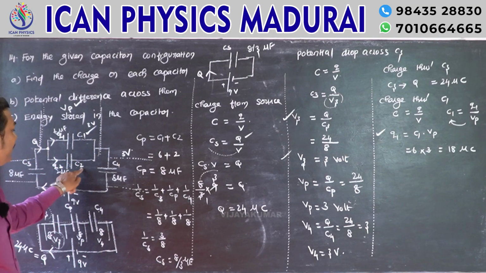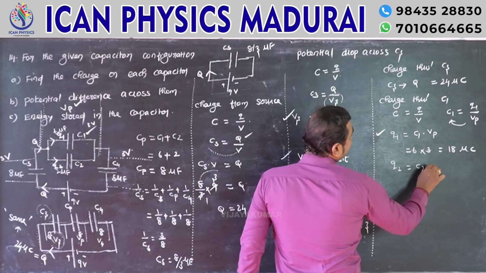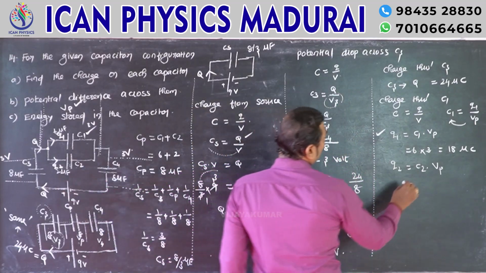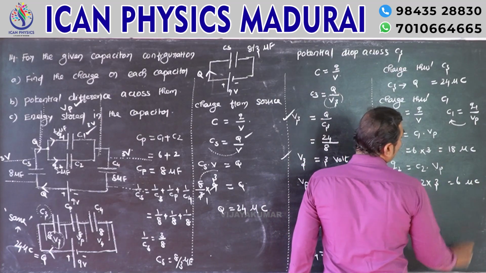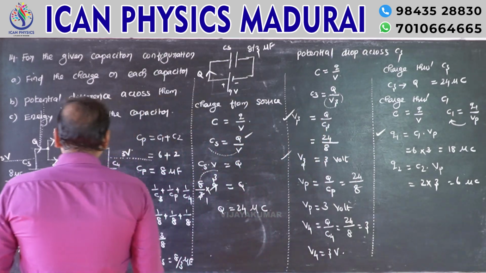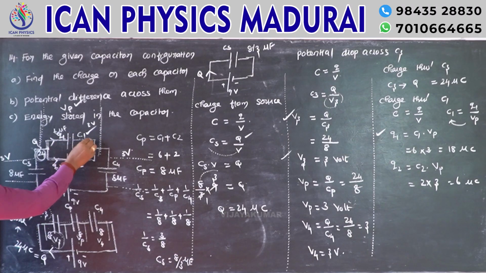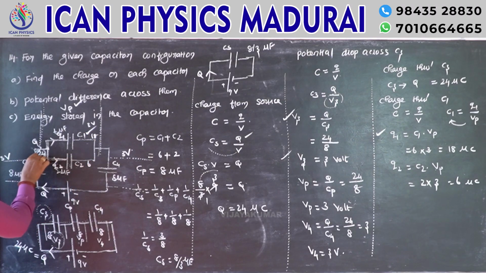Like that I can modify the formula for the Q2 case. Q2, Vp, C2. So Q2 equal to C2 into Vp. What is the value of C2? 2 microfarad. What is the potential drop? 3. So 3 2s are 6 microcoulomb. So when 24 microcoulomb is at this stage and splits into two, it becomes Q1 and Q2. Now the Q1 value is 18, Q2 value is 6. 18 plus 6 becomes 24. Then we can verify that our problem is correct.